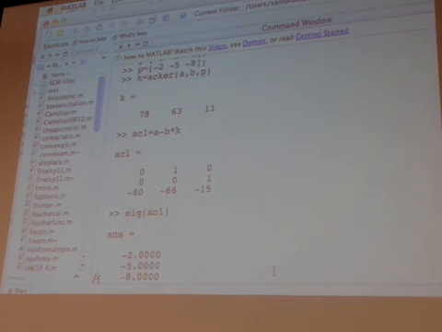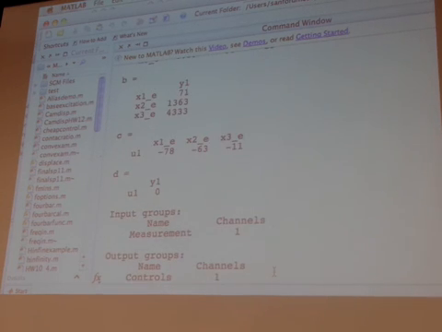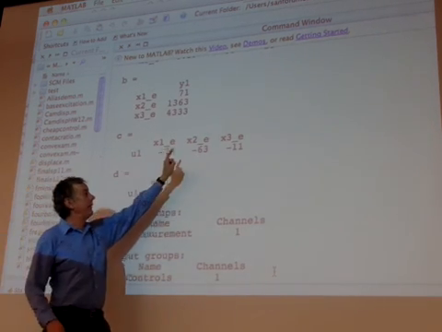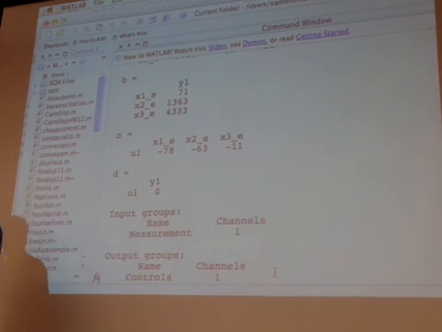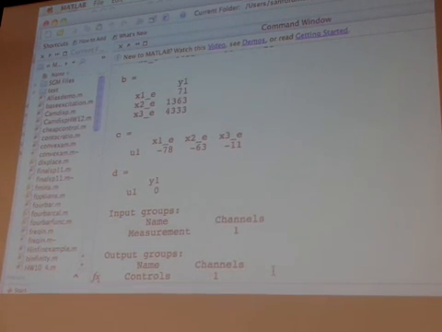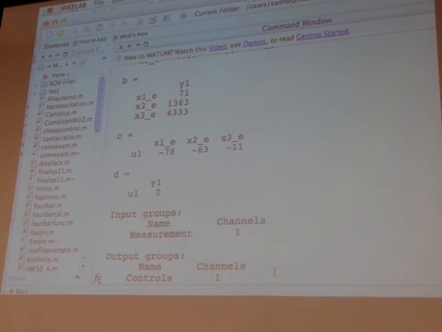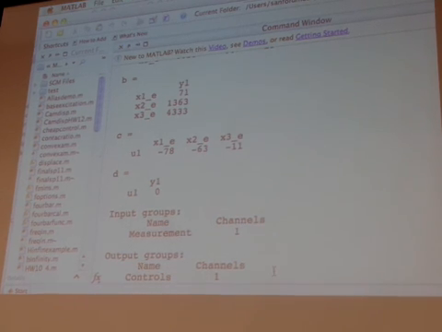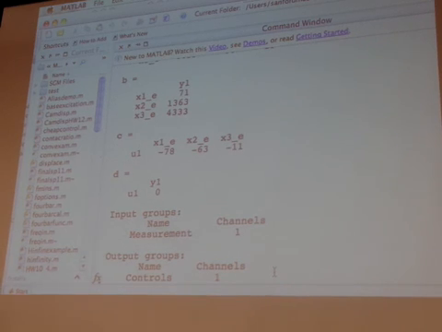K is 78, 63, 11. Those are the controller gains. Does that make sense to you? Think about what's going on in the picture.